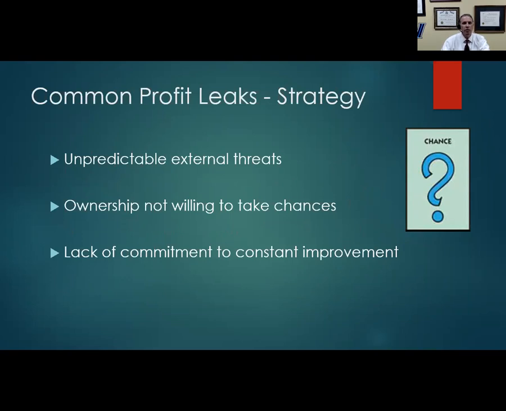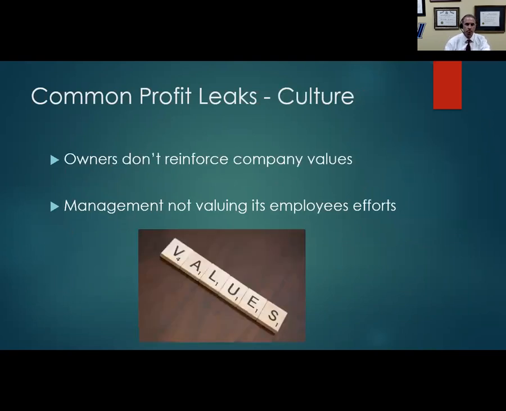And then lastly, lack of commitment to constant improvement. The owners who succeed are constantly looking to improve processes and challenging their staff, their management team, to make things better, to rework calculations, to revisit matters. And that commitment really ends up paying off, because profit leaks aren't something you fix once and they're fine. It's an ongoing philosophy, and we're going to talk about culture right now.